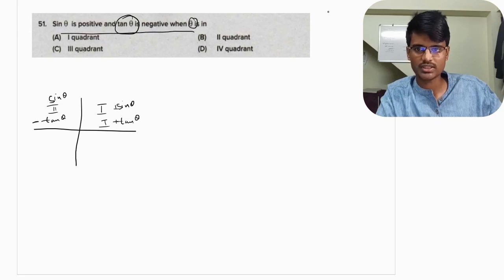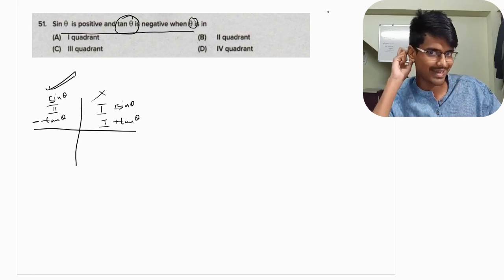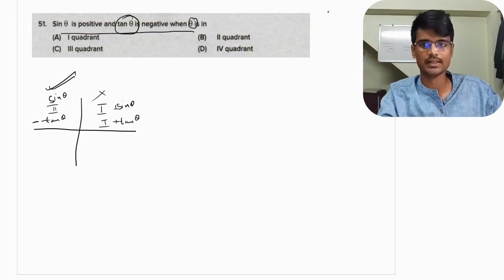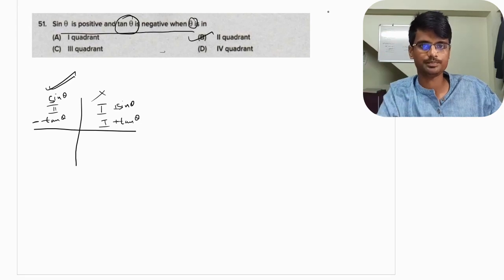So it cannot be the first quadrant. It is the second quadrant, right? Only in the second quadrant, sine theta is positive and tan theta is negative. The correct answer is option B.